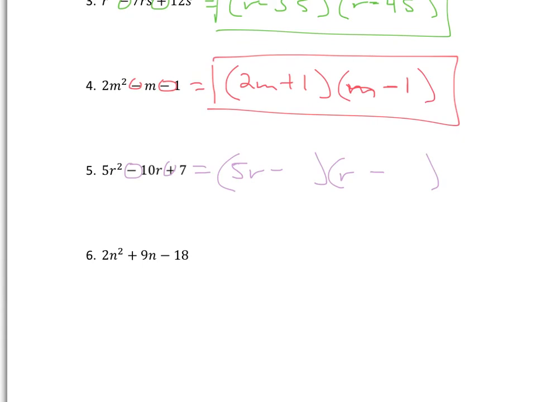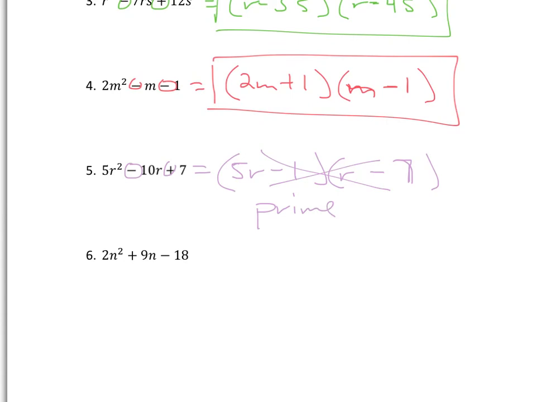All right, so we could try minus 1 and minus 7. Give that a shot. We've got 5r squared, positive 7, good. Negative 35r and minus 1r gives us negative 36r. That's not going to work. Okay, so this one is also prime.